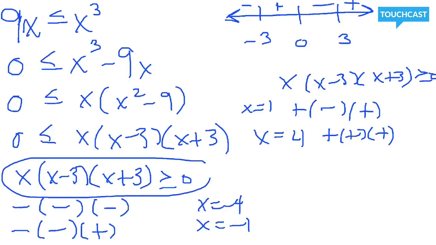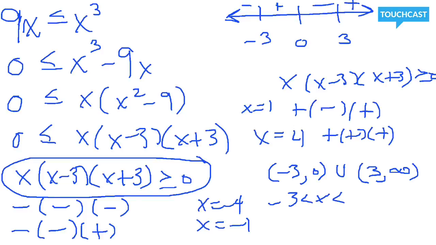So I'm going to go back to what I had here. I want x values that make that polynomial positive. Well, they're everything between -3 and 0 in union with everything from 3 to infinity. That's interval notation. If you want to use the x's in your answer, you could say -3 is less than x, which is less than 0, union 3 is less than x, which is less than infinity.